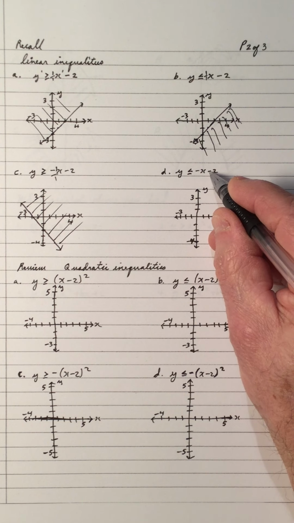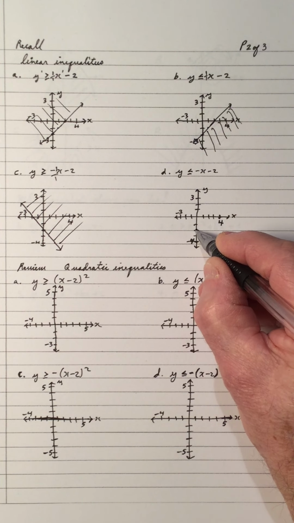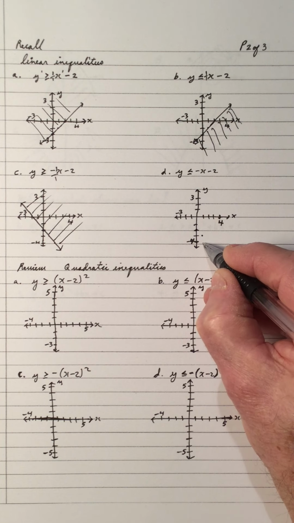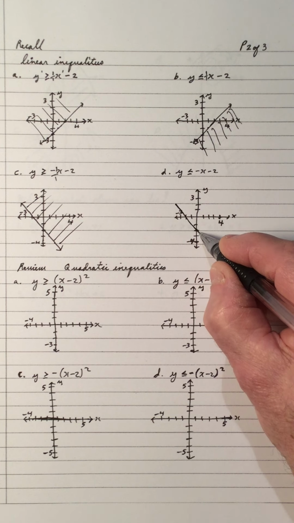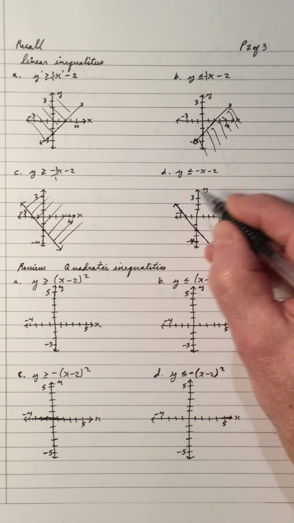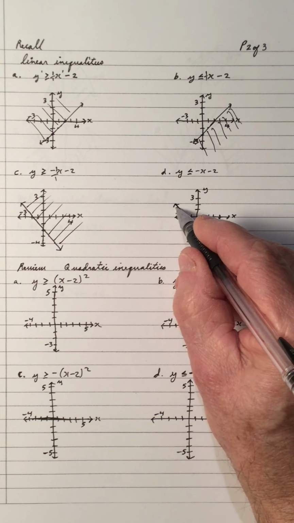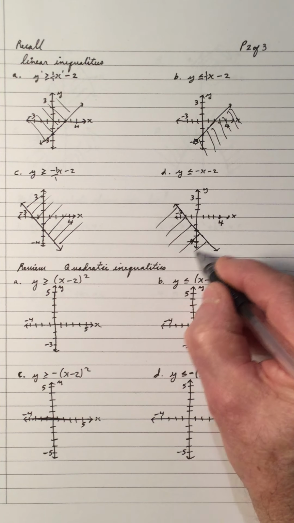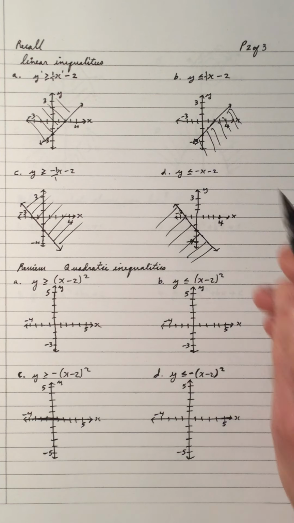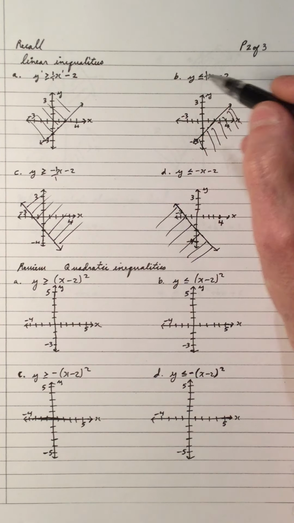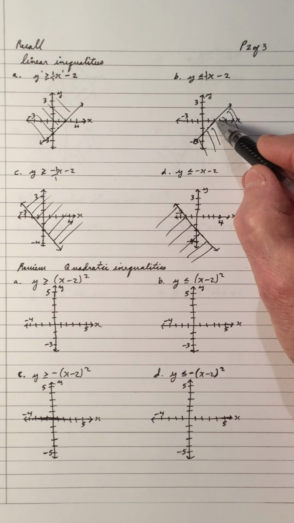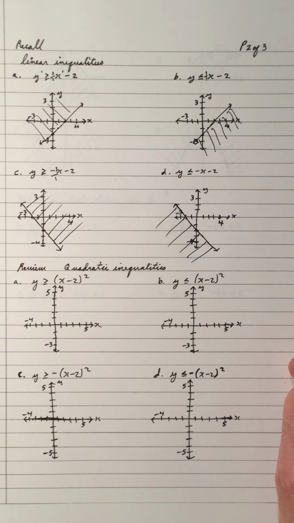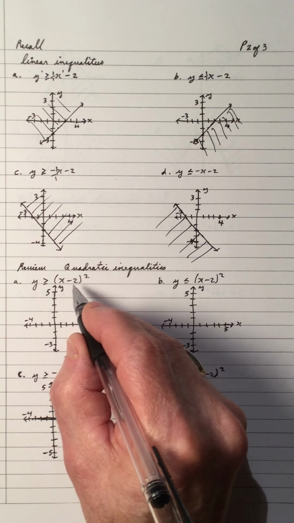And again, this one is the same line, only it's a less than. So the y-intercept is negative 2, which is right here. Slope is down 1, right 1. It's a solid line because of the equal sign. And we shade less than, which is below the line. So that's it. What I'm trying to explain here is that greater than is above, like this, less than is below.